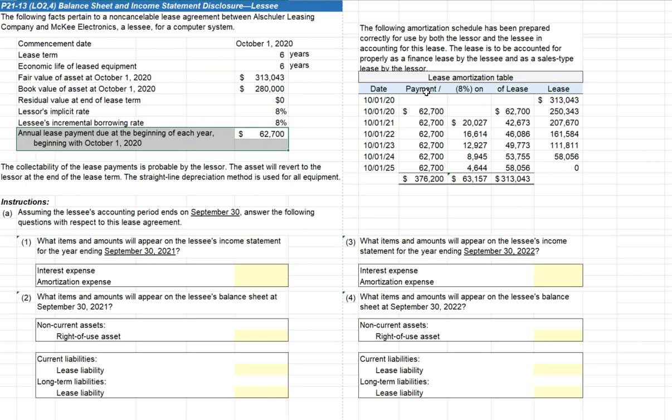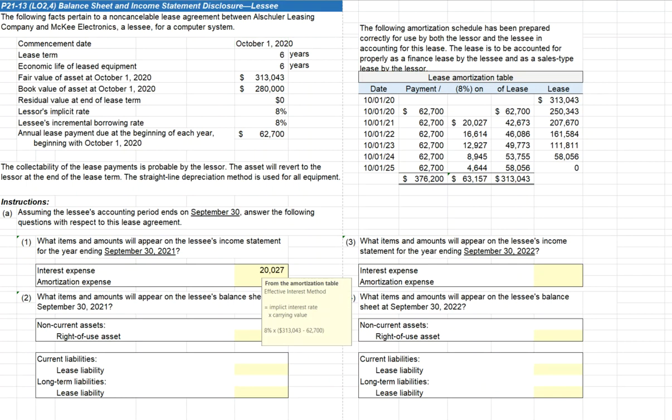First thing we would have done, we used the 8% annual lease payment to calculate the fair value of the lease, which we did and were also given as $313,043. Let's go ahead and see what income items will appear on the lessee's income statement for the year ending September 30th, 2021. Note that our lease began on October 1, 2020, so this is a year later.